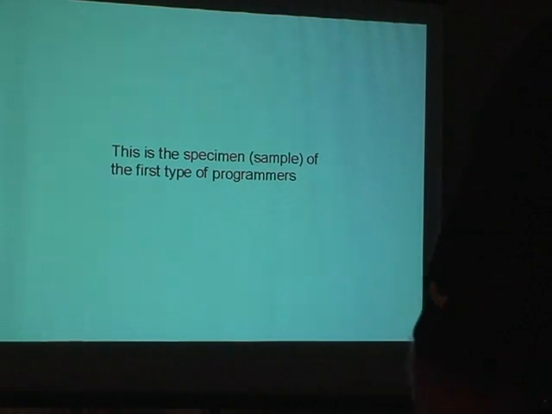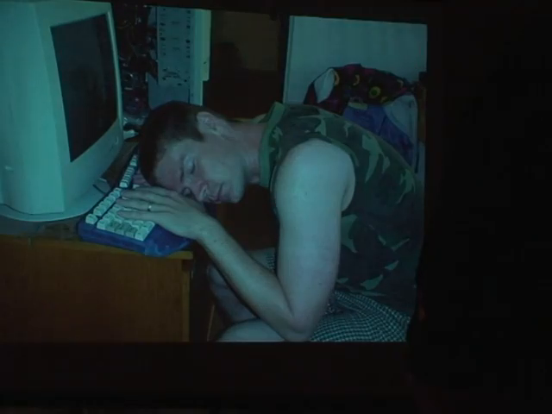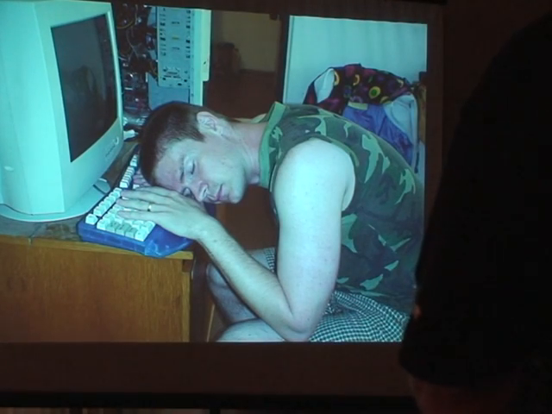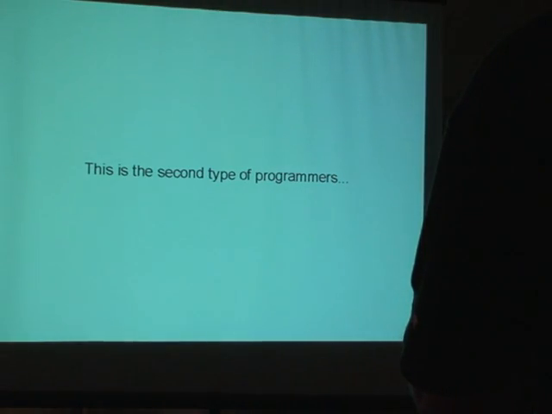This is the specimen sample of the first type of programmers. He's doing a very big project and he's bored. He makes a lot of mistakes because he is exhausted. This is he. And this is the second type of programmers. The beginner just started to learn assembly.